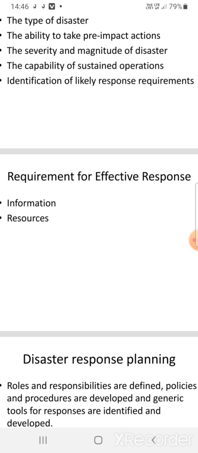So complete, thorough and accurate information will help you in making a very effective response to the particular outbreak. Now, information alone cannot help you a lot in the absence of resources. So trained people being a resource, money being a resource, systems like transportation systems and communication systems being a resource. See, all these resources will support the effective response.